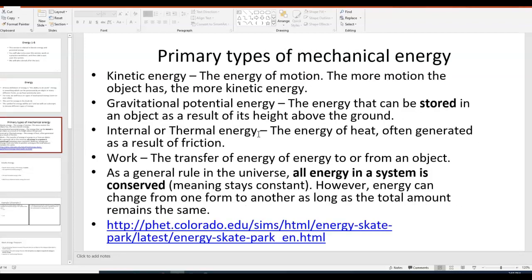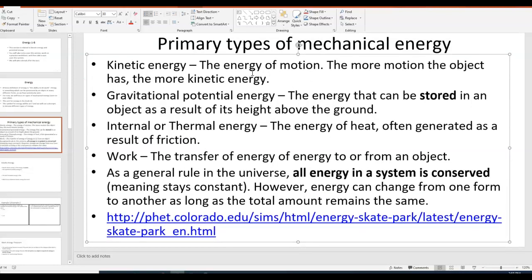Okay, now the two types of energy we're going to focus on today. This is a list of just some of the more common types of energy that you might see in this unit. But the two types of energy we're going to focus on today are kinetic energy and gravitational potential energy. Okay, so let's read what it says in the notes. Kinetic energy, it says, is the energy of motion. Okay, so kinetic means having to do with movement or motion.